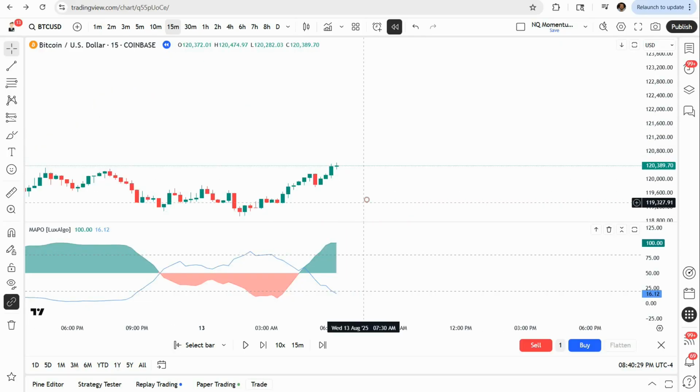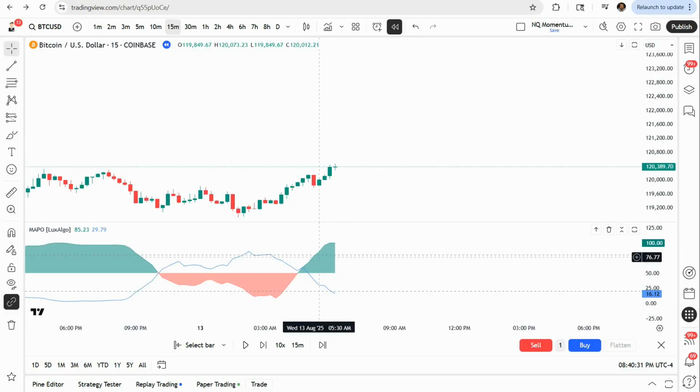And for a long trade setup, what we are looking for is a green area background like this here. And then once again, the blue line is not directional, so we're looking for it to go down to indicate the momentum in the market. And so again, we're waiting for it to cross down below the lower dashed line like it does right here. And that would be our signal to then enter into a long.